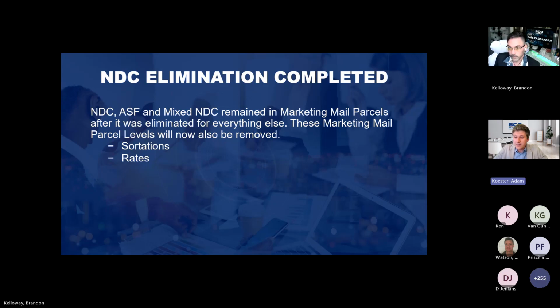If you remember back in July of last year, we eliminated a good chunk of the NDC sortation and rating and entry discount associated with the NDC network back then for just about everything. What was left around was the marketing mail parcels. That's the marketing mail and nonprofit parcels that are falling into marketing mail.